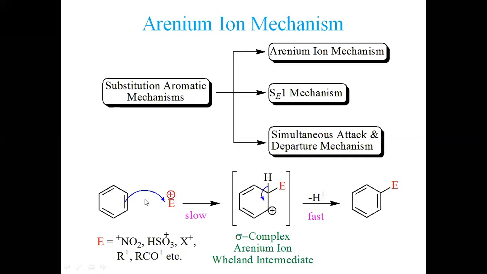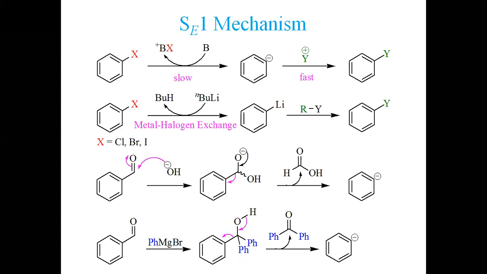Rate or the concentration of electrophile, it shall affect the reaction rate definitely. So this is a second order kinetics. This Arrhenium ion mechanism is second order, but you have seen that this SE1 mechanism is the first order. That's why we call it SE1 mechanism. Now, there are a few examples being given here just to elaborate you. Look at the very first example here.